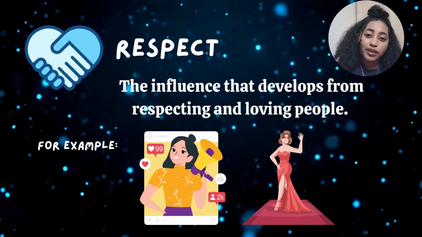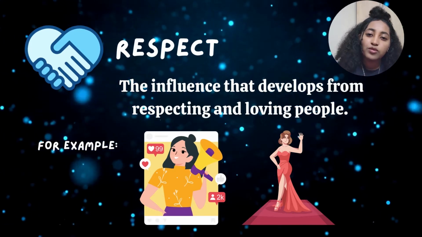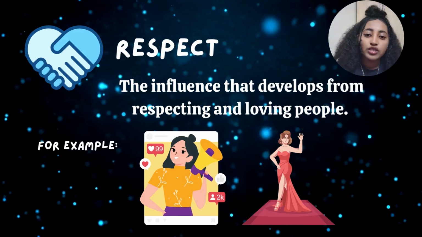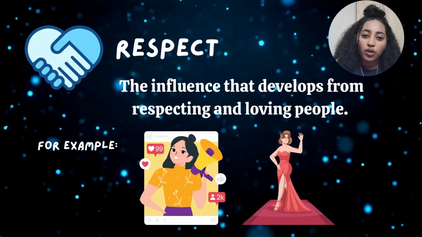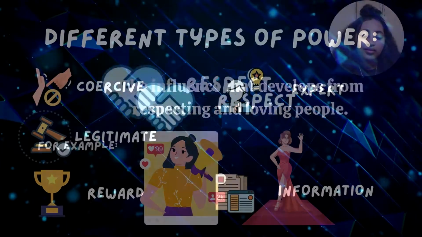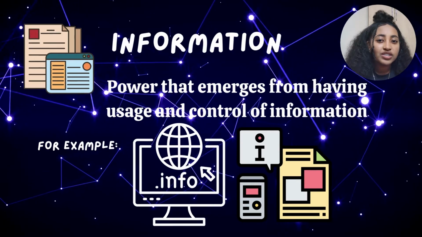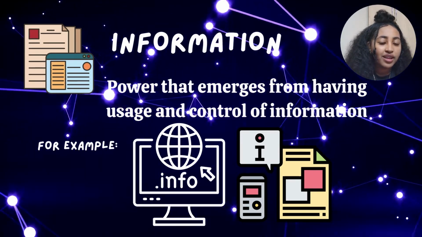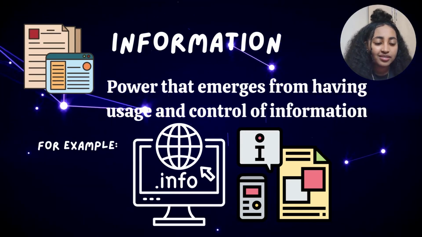There is respect power, and this is the influence that develops from respecting and loving people. Examples of this could be the respect that we have towards influencers, celebrities, or role models we look up to. Then there's information power, which is power that emerges from having usage and control of information. Examples could include posting information on the internet.